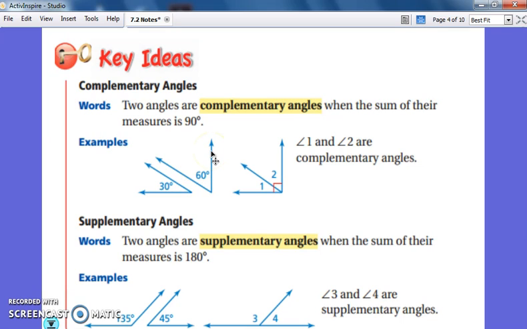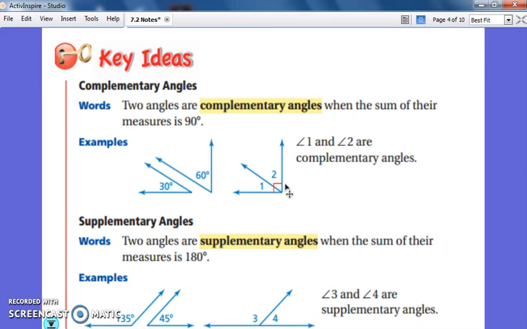They are complementary. Notice that these two angles here are not necessarily connected. They don't have to be connected to be complementary. Whereas this one here, angle 1 and 2, are complementary and connected. That's another way that you might see it. This red square, of course, means 90-degree angle, so that's a big hint that they are complementary.